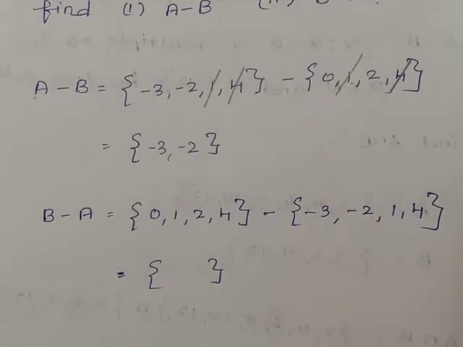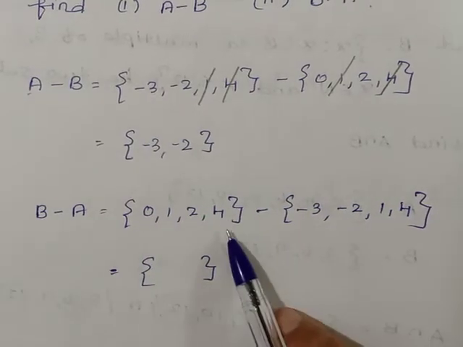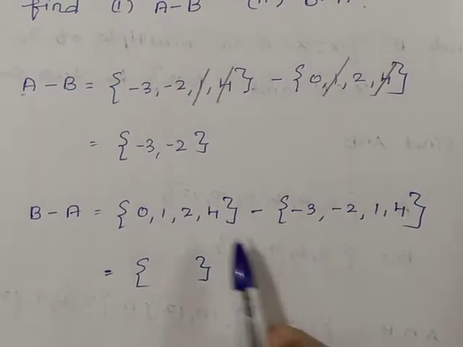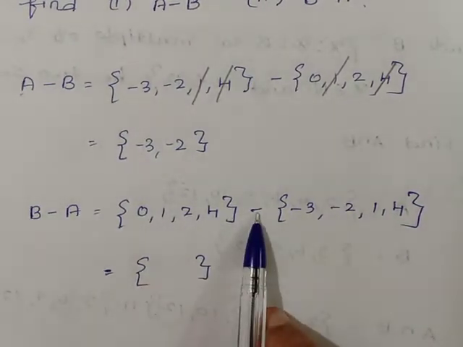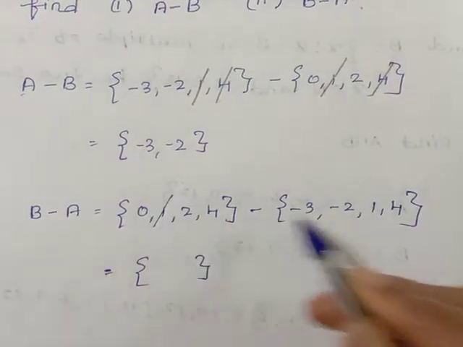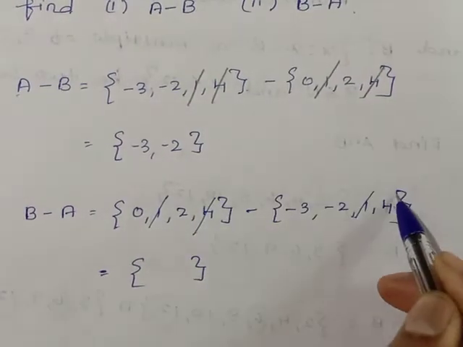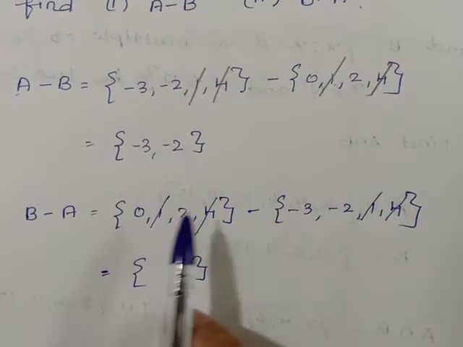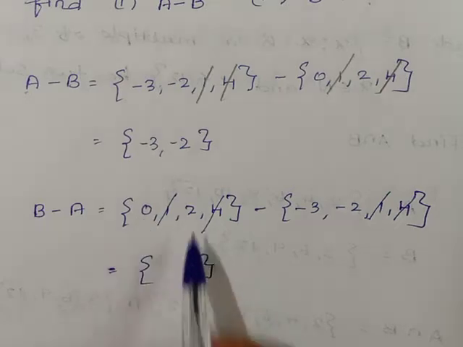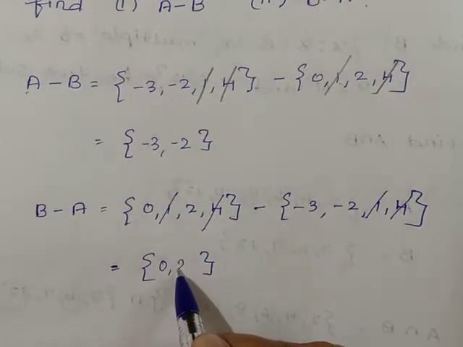Next, B minus A. Since B is given first, I have written the value of B, and A is given next, so we have written the value of A. The relationship between both is minus. Minus means we will cancel the similar terms. So 1 cancels, 4 cancels. So remaining in the first term you should write. No need to bother about the second term. So 0 comma 2 is your answer.